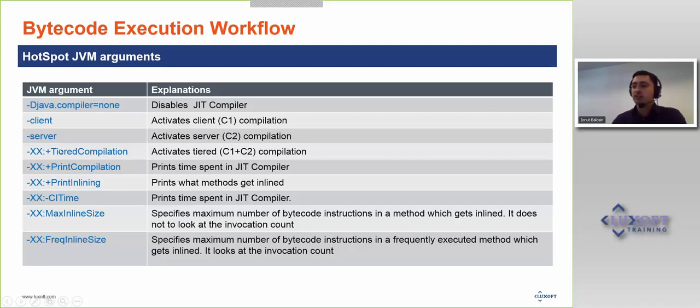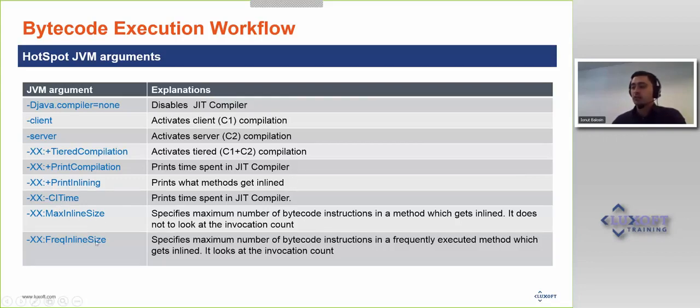For activating the tiered compilation, we have TieredCompilation. For seeing the compilation in the console, we have to add the PrintCompilation flag when the JVM starts. To see all the inlinings, all the code that is inlined, we have to choose PrintInlining. To see the time spent in the compilation phases themselves, we have to take CITime.